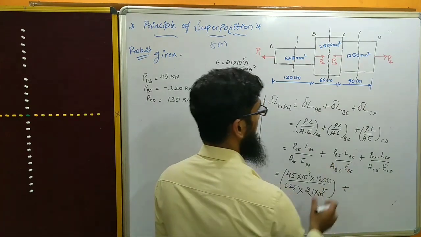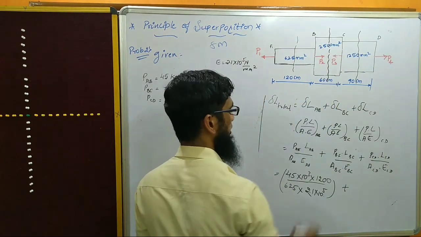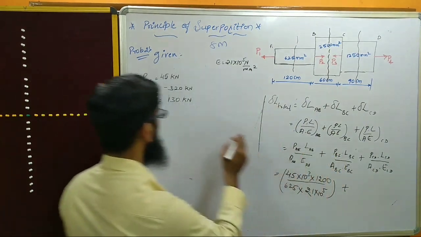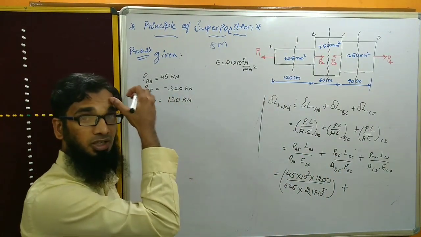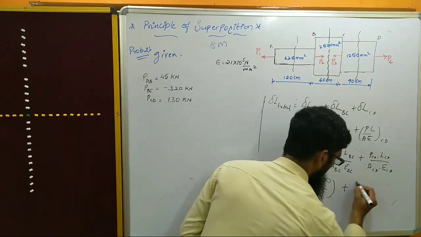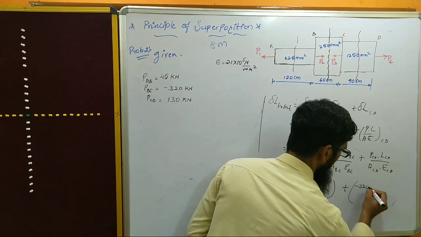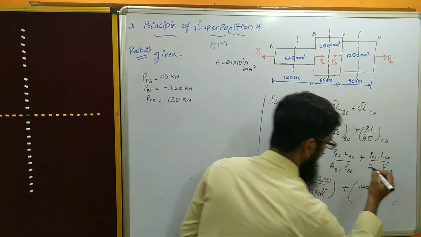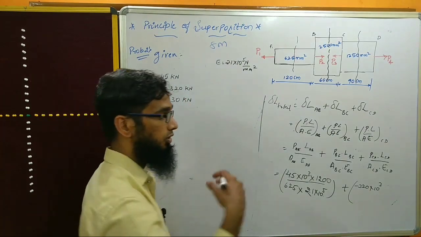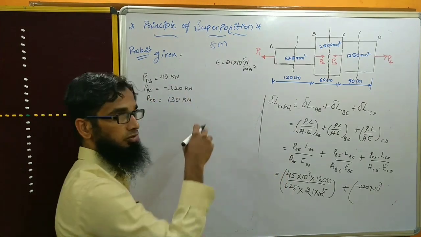Now we'll go for the second part, that is the BC element. So BC is minus 320 kilonewton. Take it as it is, as we have calculated here. It's minus 320 into 10 power 3. 10 power 3 means I have taken it in terms of Newton.